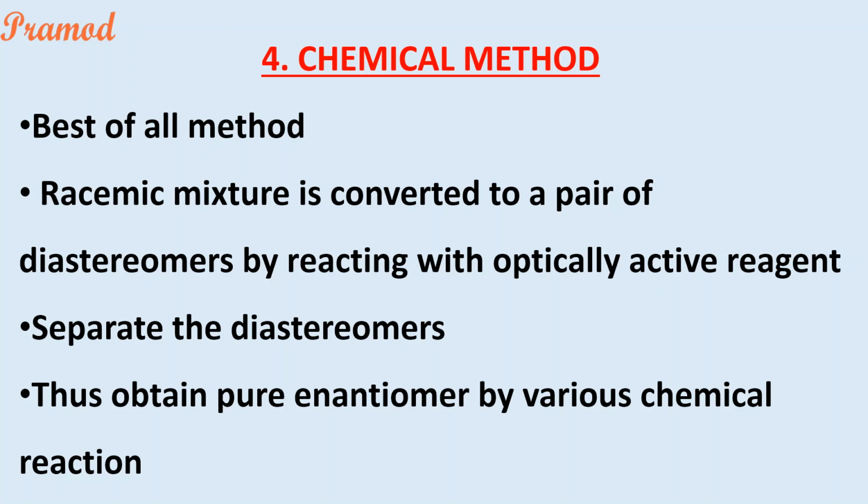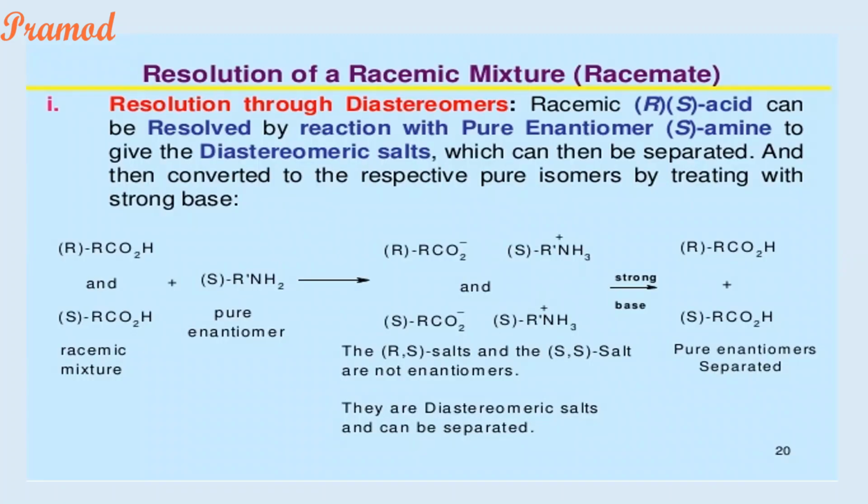So what you do is convert your racemic mixture of enantiomers into diastereomers by reacting with an optically active reagent. Then you separate the diastereomers, which is possible because of the difference in their physical properties, using a distillation or crystallization method. Then you again obtain your enantiomers by using various chemical reactions. Now let's go for an example.